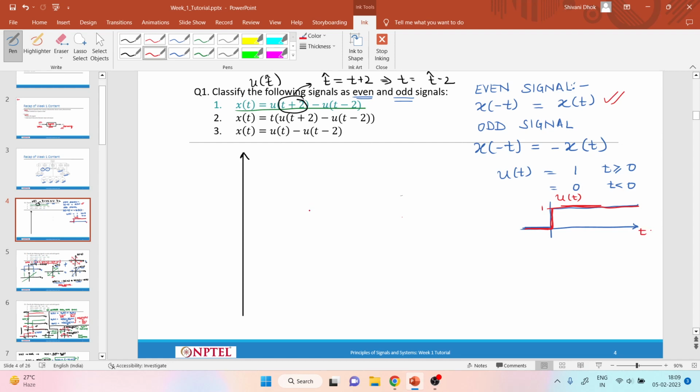And the signal that I have been given is x of t equal to u of t plus 2 minus u of t minus 2. So let us understand these signals individually, one by one. Let's look at them one by one. So let us look at this u of t plus 2 first.